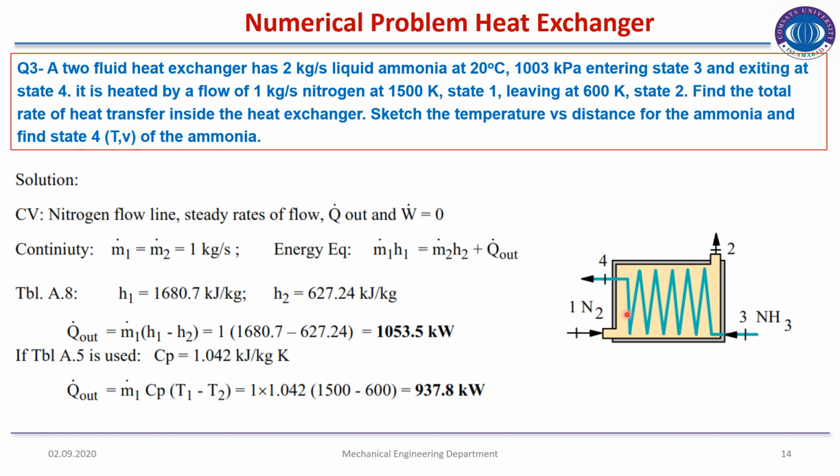Using the continuity equation, the mass flow rate of nitrogen and the mass flow rate of ammonia at the inlet and exit will be the same. So we will find the enthalpies from table A.8. So against the temperature and pressure values you will find the enthalpy values.